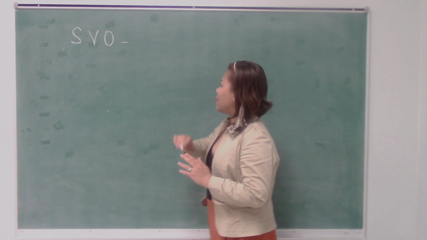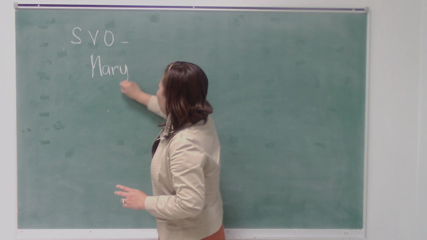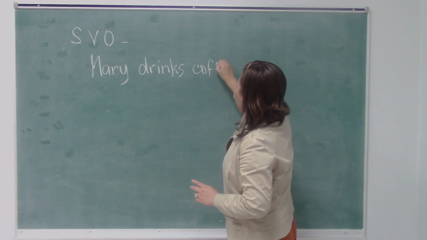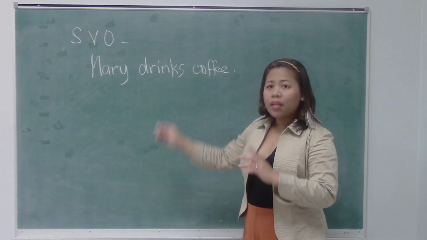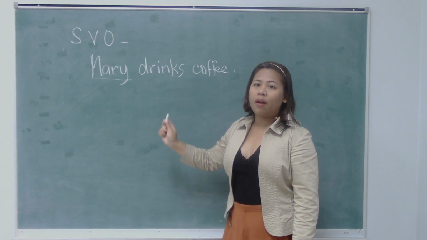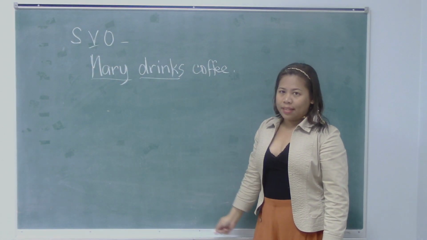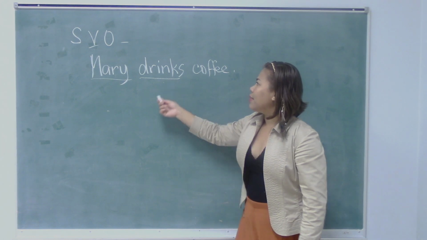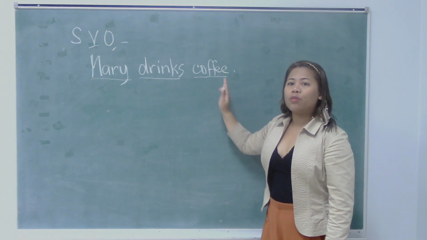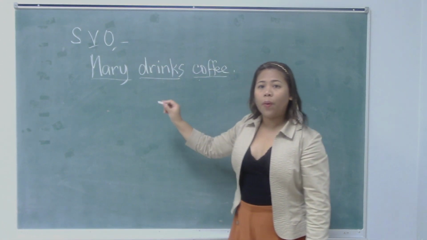We'll use this as an example. So we'll say, for example, Mary drinks coffee. Our subject is Mary. The subject is the doer of the action. Our verb is drinks. This is the action. The object is coffee. The object is a thing that receives the action, which is drinks. This is what we call the SVO pattern.